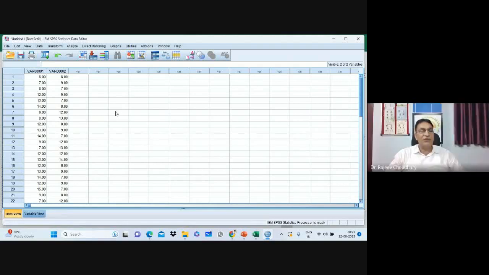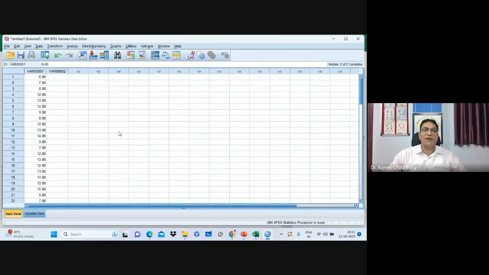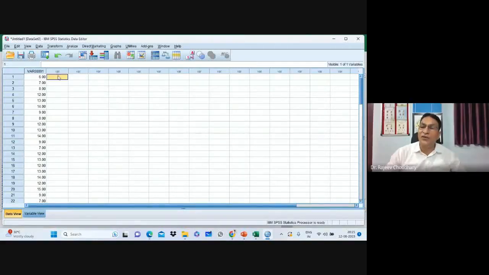In this, we have to enter all the scores in one column instead of 2 columns. Now I am cutting all these scores, and after the male scores, I am going to paste. We are using only one column. I entered all the 60 scores in a single column. The first 30 scores belong to males and the next 30 belong to females.